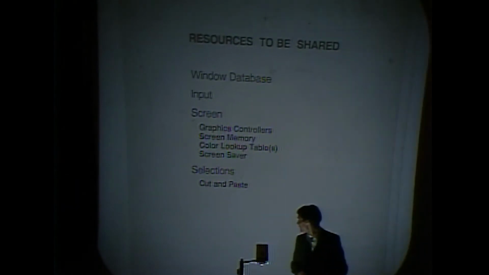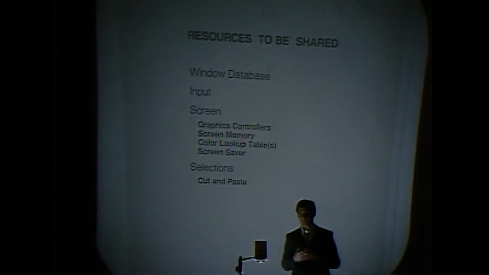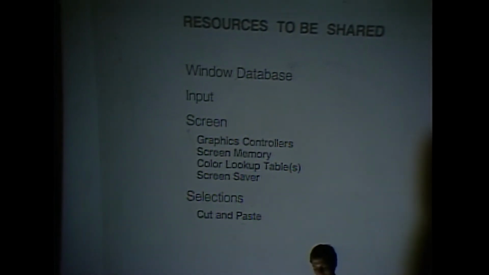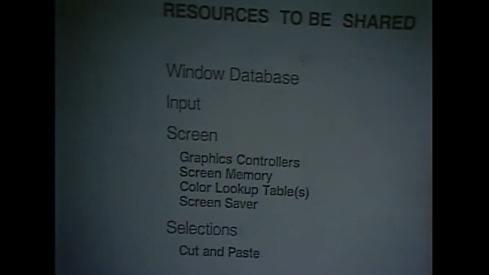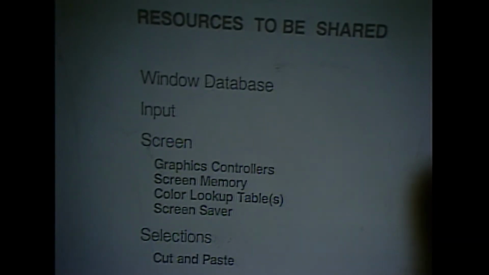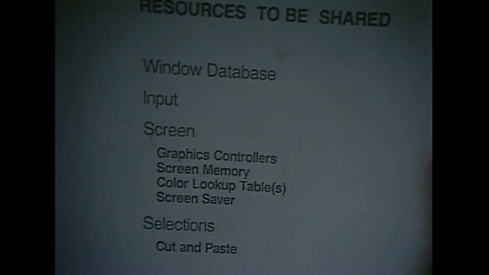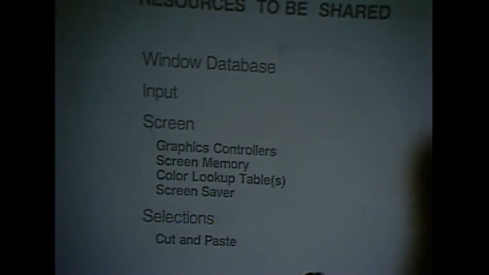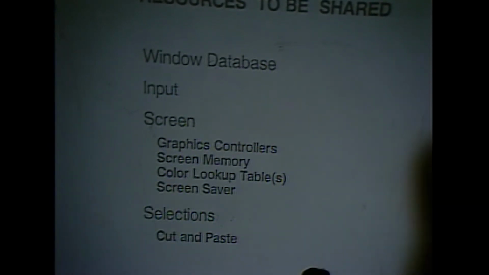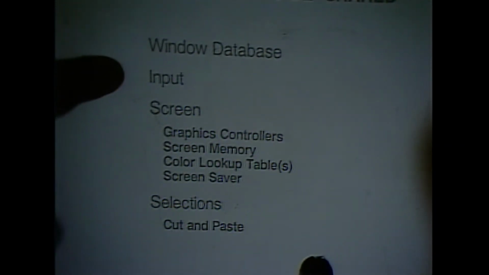Now, in order to build the shared nucleus, you need to find out what things have to be shared. And here's a list of the things we have thought of. You need to share the window database so that every window system can access all the windows and find out about changes to the windows they care about. You need to share the input. You need to share screen resources, the graphics controllers, the screen memory, the color lookup tables, the screen saver, the mechanism that turns off your video if you haven't talked to the screen for a while. That all needs to be shared. Also selections, for example, we'd want to be able to cut and paste between windows of different window systems. I'll talk more about the window database and input in a minute.